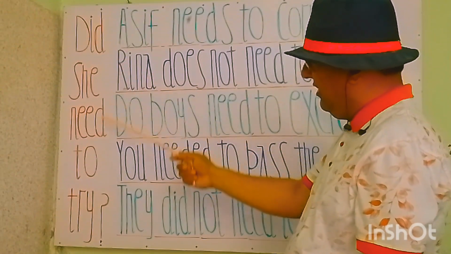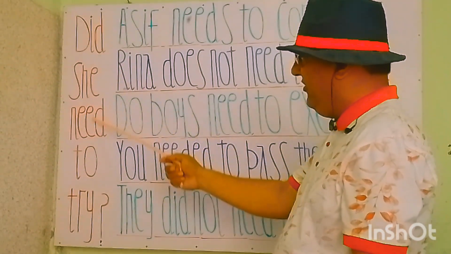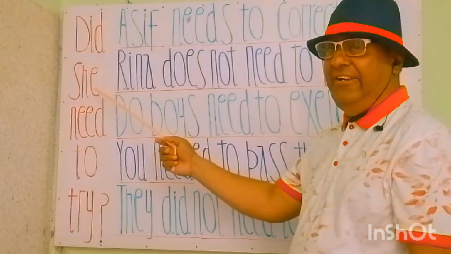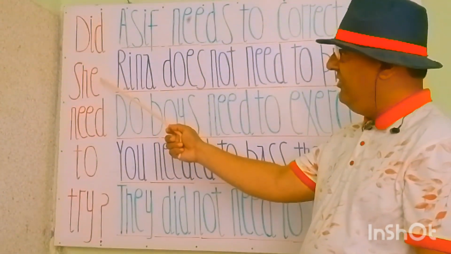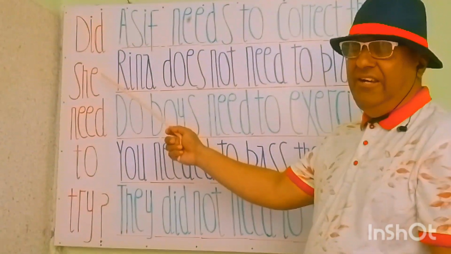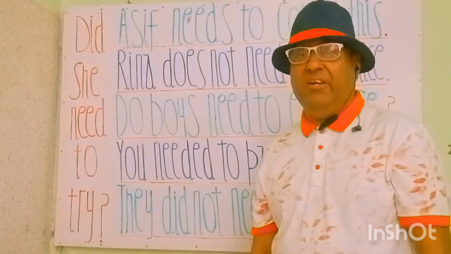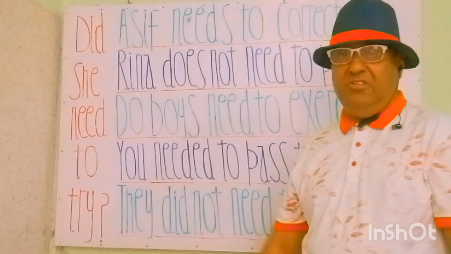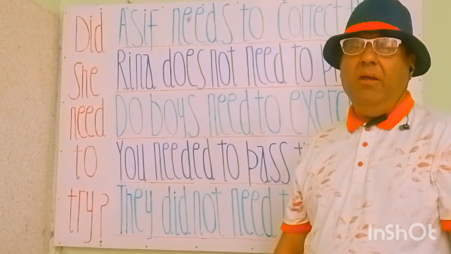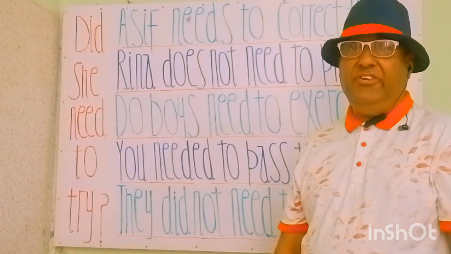क्या उसे कोशिश करने की जरूरत पड़ती थी? Did she need to try? क्या उसे कोशिश करने की जरूरत पड़ती थी? This is the past tense. Interrogative sentence. Did she need to try?